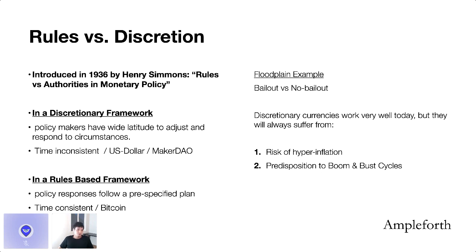But it begins with a simple definition: a discretionary framework is one in which policymakers have a great deal of latitude in their ability to adjust and respond to circumstances. And an example of this would be like the U.S. dollar, right?